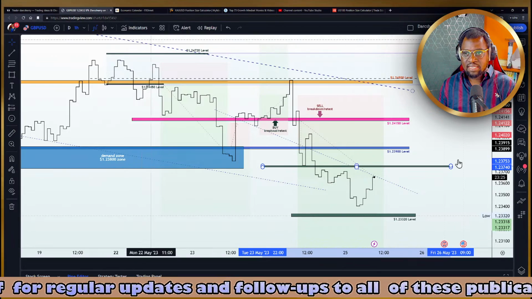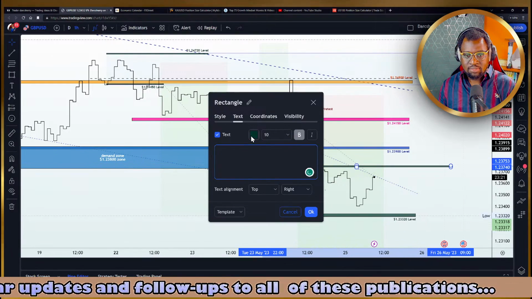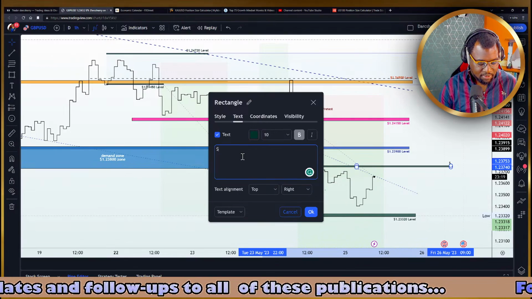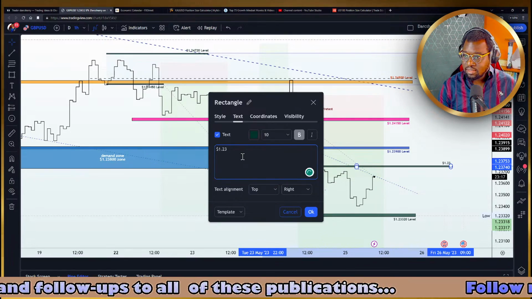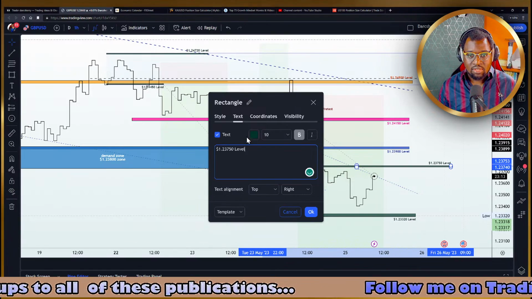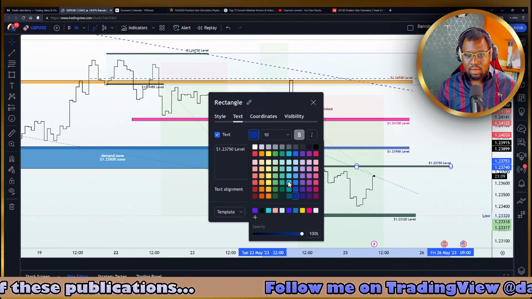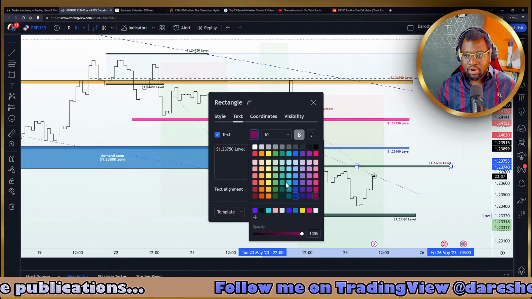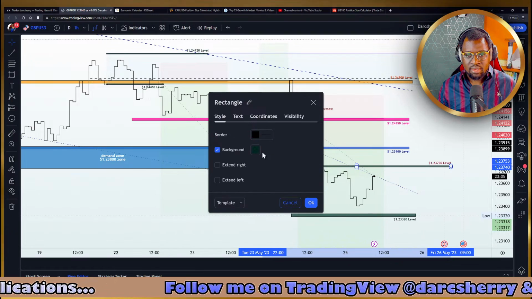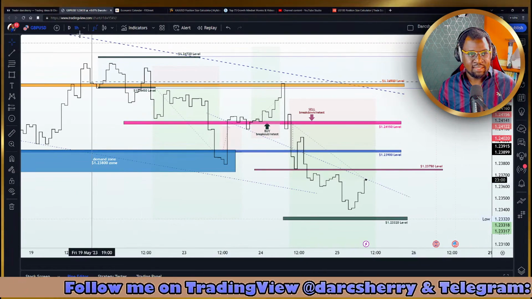Then I would like to give it a different color, which unfortunately I can't do right now. Okay, I should be able to do that. So let's label it 1.23750 level. Okay, so I want to give this a different color. Let's use a red. Okay, a dirty red, I guess. So we have something like this.